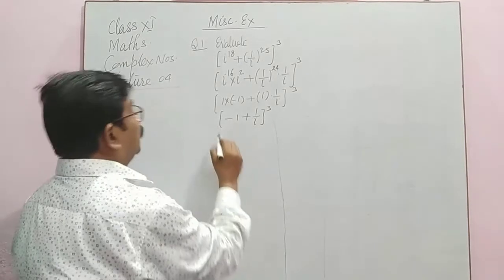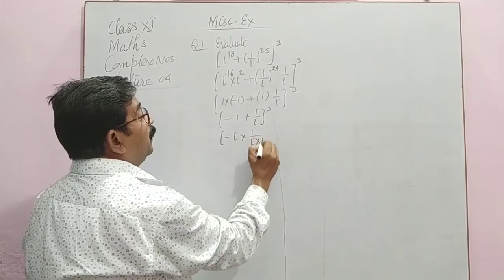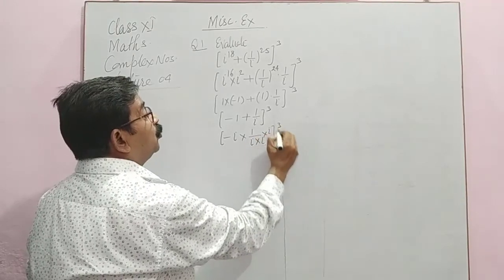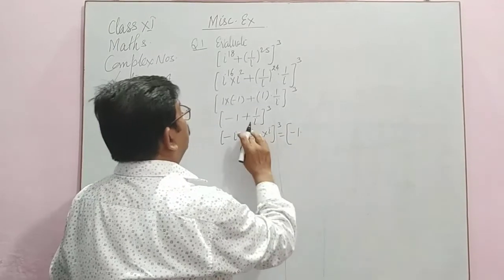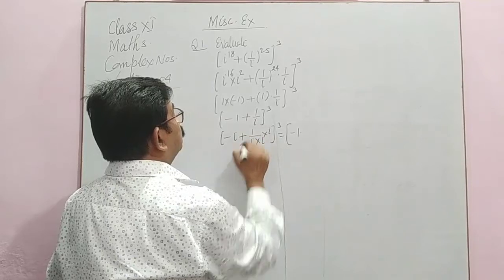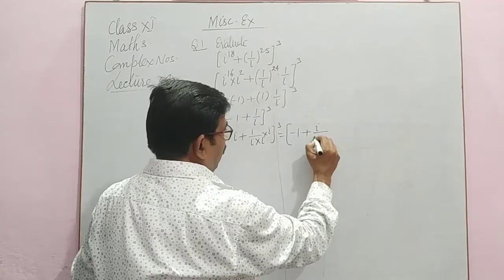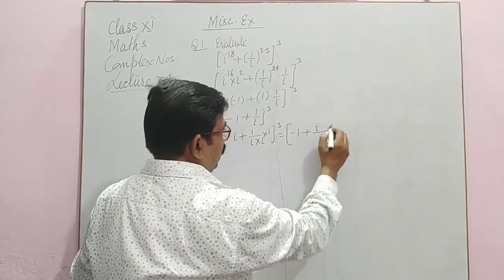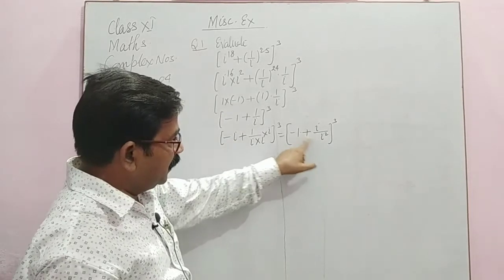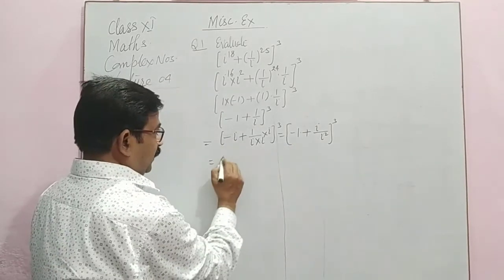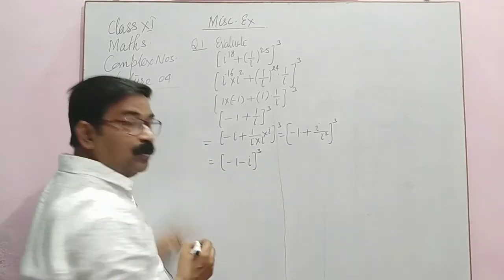Here we can do one thing. See, minus 1 plus 1 upon I, multiply this by I and divide this by I. So this becomes minus 1 plus I upon minus I square, whole cube, and I square is minus 1. So this sign becomes negative. So what we have? See, minus 1 minus I, whole cube.